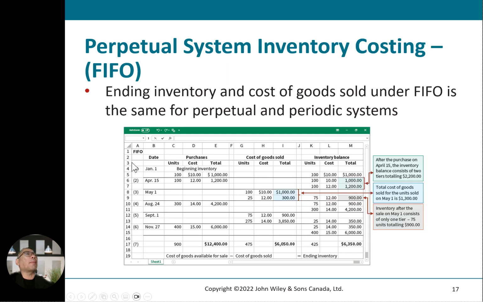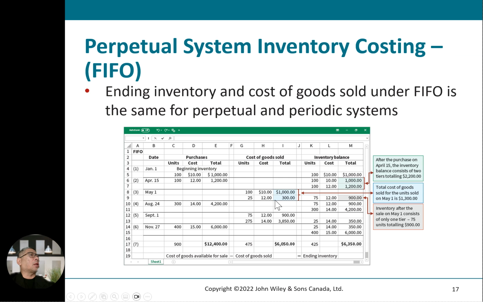We're going to look at the example here, ending inventory for the FIFO system. January 1, okay, you have purchases here, January 1 here is the beginning inventory, you get April 15 also, and then May 1. These are all the purchases, okay? This is the beginning inventory purchase. January 1 and April 15, these are all the purchases. May 1, you're going to have the sale, okay?